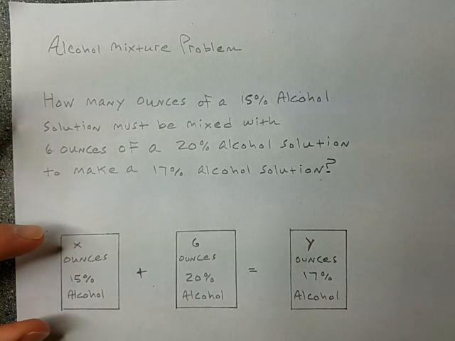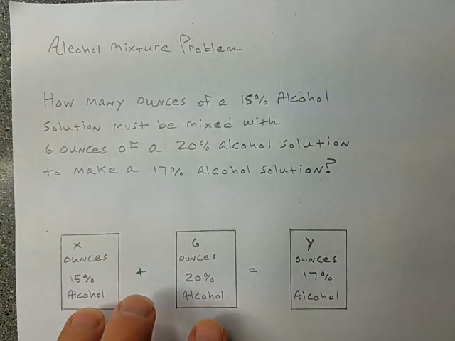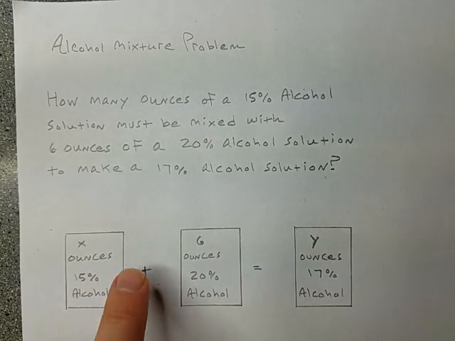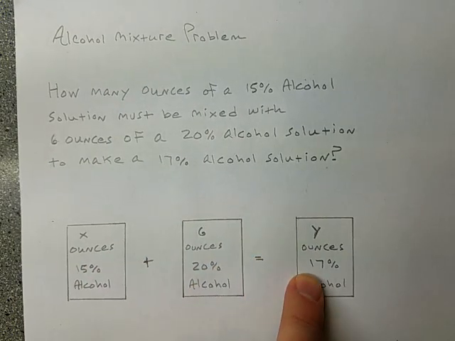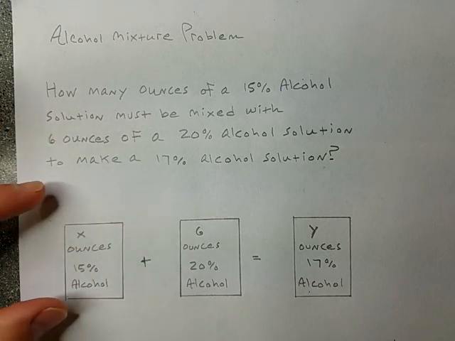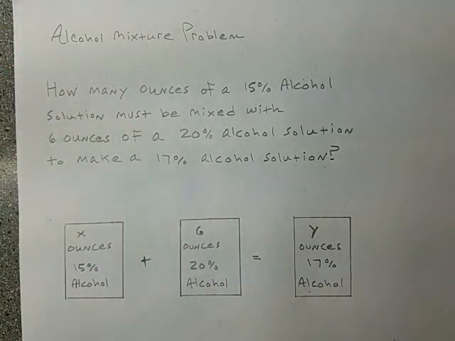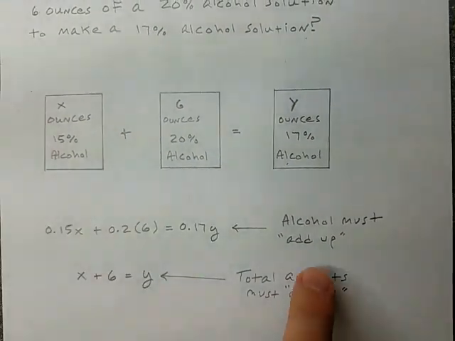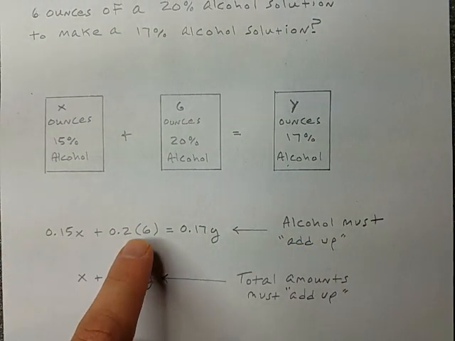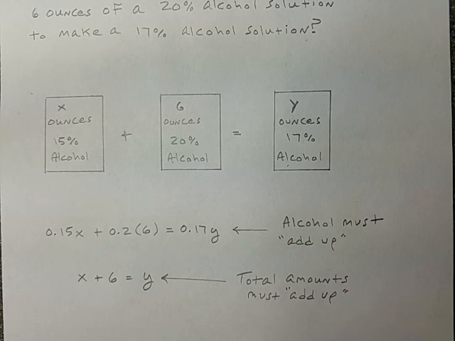Now, I see two things happening here as you mix these together. This already kind of looks like an equation, doesn't it? I'm thinking of these as like containers, but it sort of looks like an equation. So two things. The amount of alcohol in each container has to add up properly, and the total amounts have to add up properly. All right?